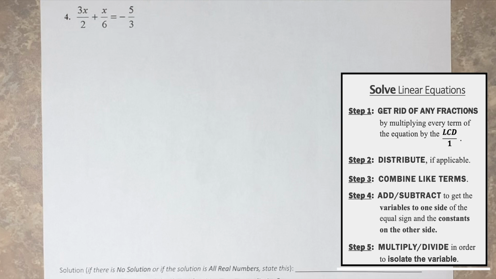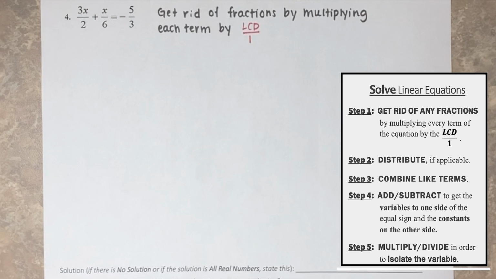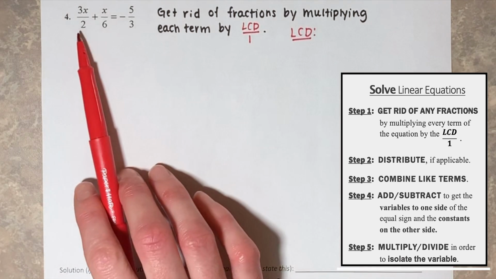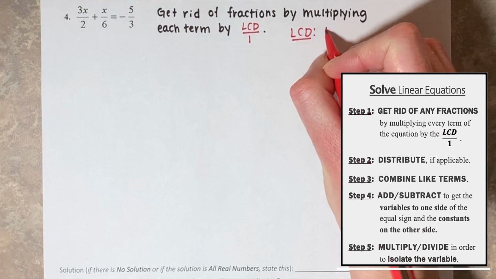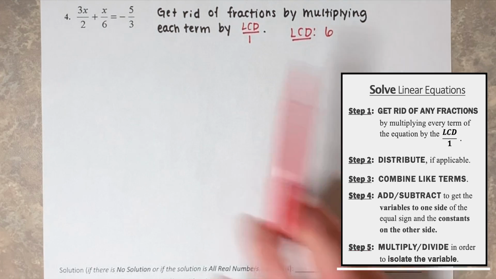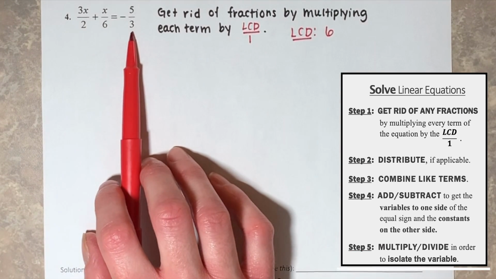Let's look back at our steps here. Step number 1 for solving a linear equation is to get rid of any fractions. And we're going to get rid of fractions by multiplying every term of the equation by the LCD over 1. So for the first step, we have to actually figure out what is the LCD. When you're looking for the LCD, you want to ask yourself, what is the smallest number that all of your denominators multiply into? That would be 6. 6 is the smallest number that all of your denominators multiply into.